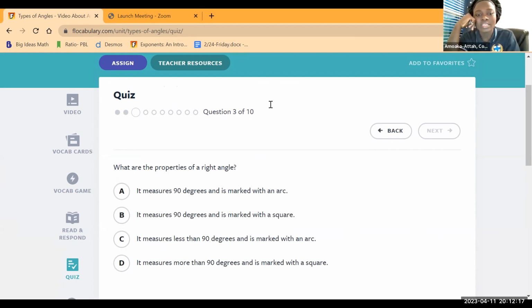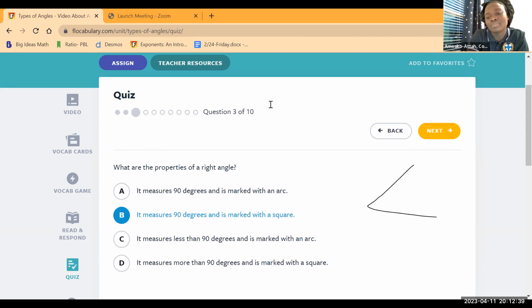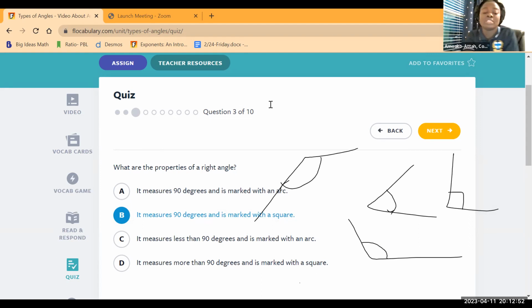What are the properties of a right angle? Okay, so one thing that I also didn't mention, but we saw in the video, is that a right angle is measured in 90 degrees and is marked with a square. All the others are marked with an arc. Like this is marked with an arc. It's also marked with an arc. It is also marked with an arc. It's a reference angle. But all the others, with the exception of a right angle, which is marked with what? A square. Okay.